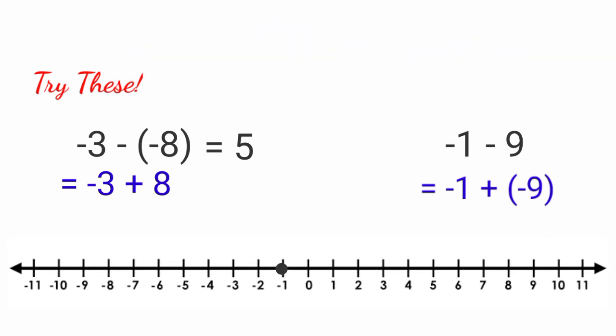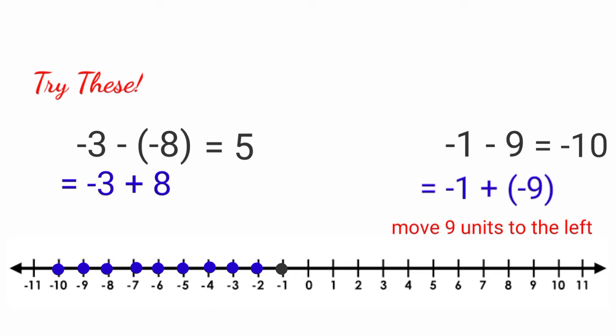And now, we will be locating negative 1 in the number line, and since that is negative 9, we will be moving 9 units to the left. That is 1, 2, 3, 4, 5, 6, 7, 8, 9. We ended up with negative 10. Therefore, negative 1 minus 9 is equal to negative 10.